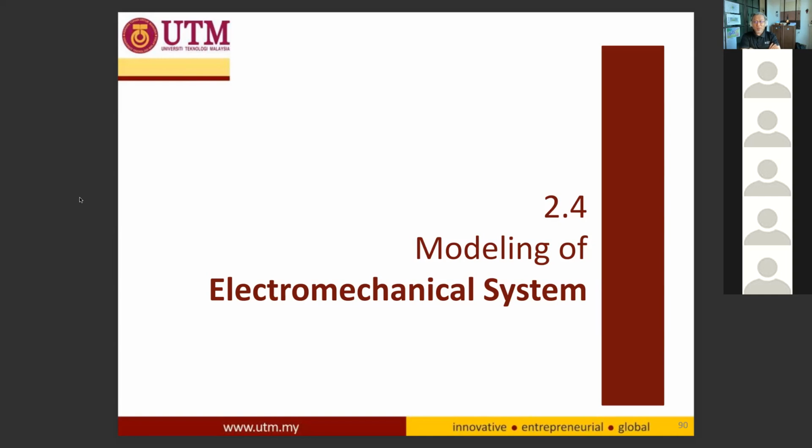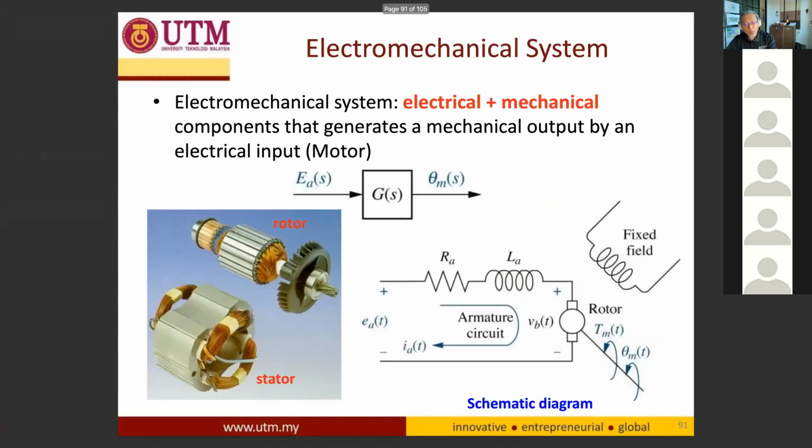Okay, bismillahirrahmanirrahim. Assalamualaikum and selamat sejahtera. So we continue our last subtopic of chapter 2, which is the modeling of electromechanical system. When we talk about electromechanical system, it consists of two disciplines, the electrical and mechanical components that generate mechanical output by an electrical input, that is a motor. So it is a DC motor.